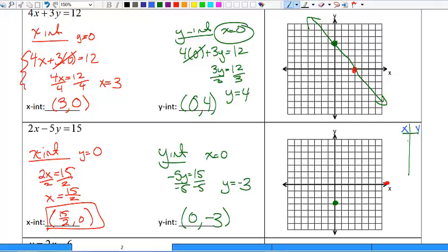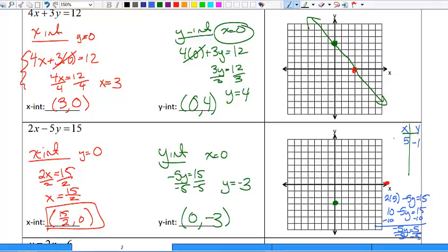I'll go ahead and plug in, I guess, 5 for the x. So I'm going to use the work down here. 2 times 5 minus 5y equals positive 15. 10 minus 5y equals 15, minus 10 on both sides. Negative 5y equals 5, and divide both sides, and I'm getting negative 1.